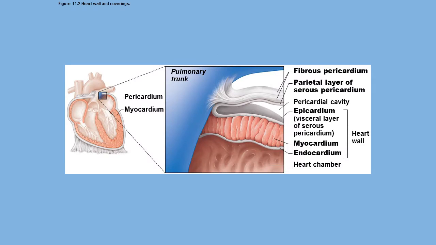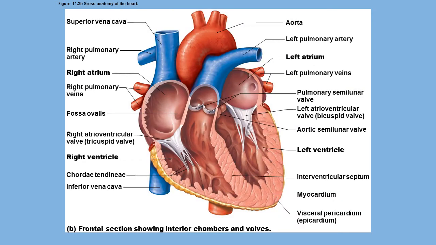This picture does show the heart wall layers and also shows the pericardium, which is the connective tissue, remember, that surrounds the heart, helping to protect it, helping to reduce friction, etc. This picture does show a cross-section of the heart. It does show all the valves.